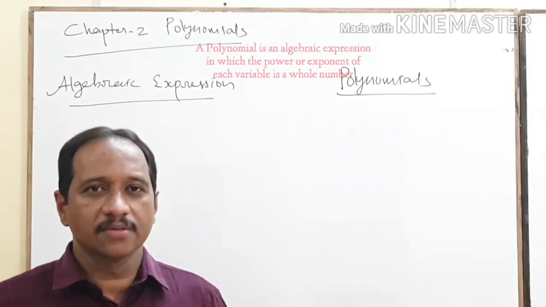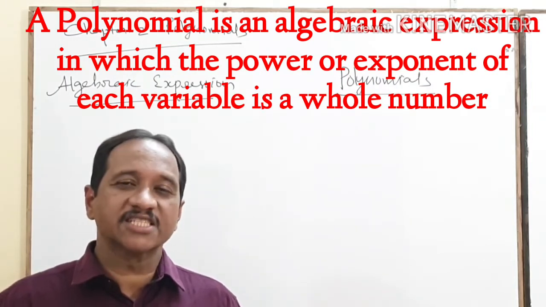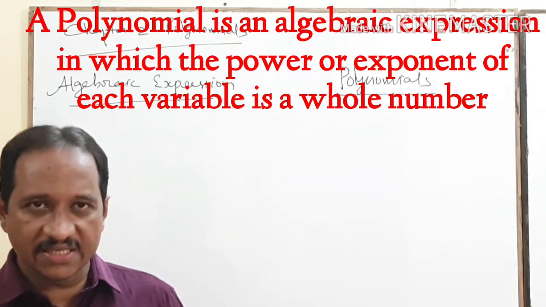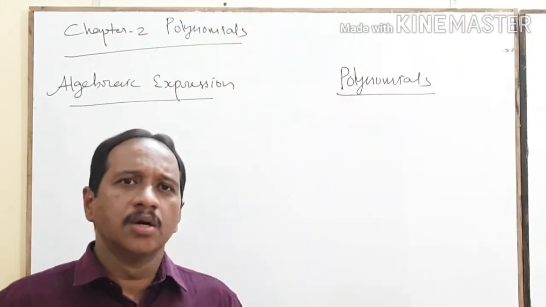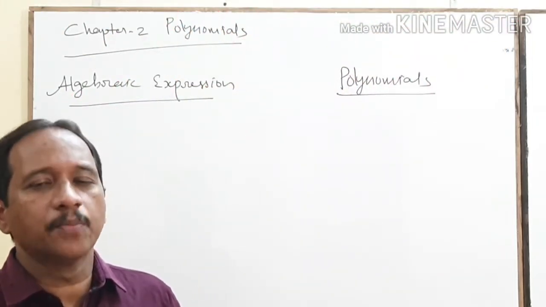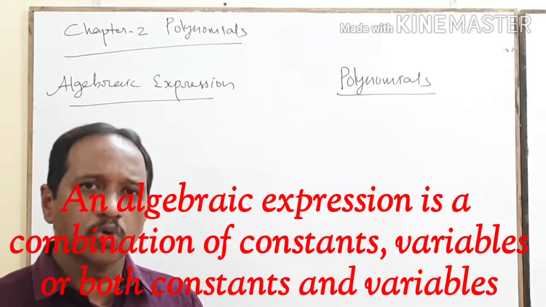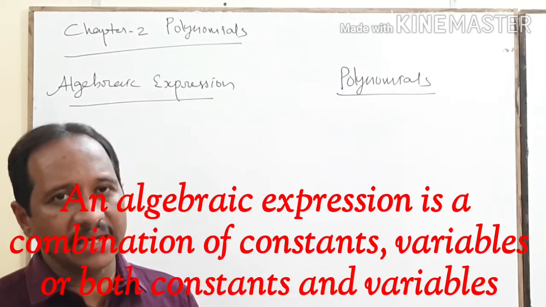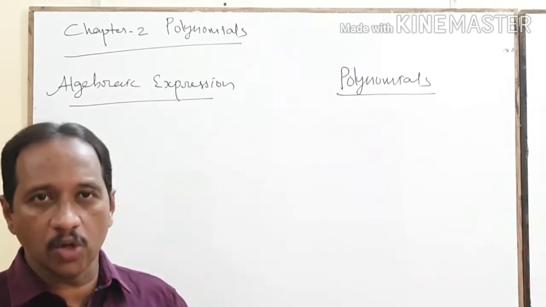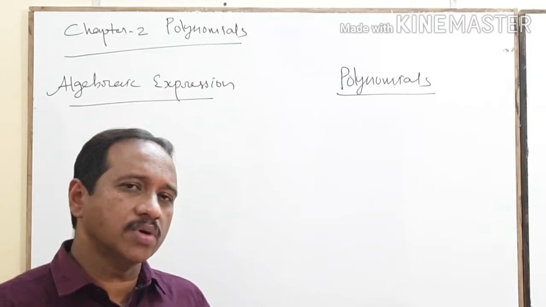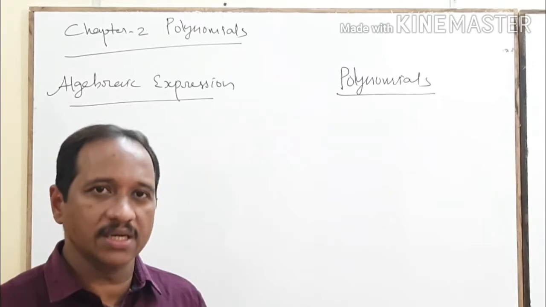What is a polynomial? A polynomial is an algebraic expression in which the power or the exponent of each variable is a whole number, that is a non-negative integer. For that, to understand a polynomial, we must know what is an algebraic expression. I am going to write few examples of algebraic expressions, and from those examples we will find out which of them are polynomials and why. And also we will see which of them are not polynomials and why they are not polynomials.